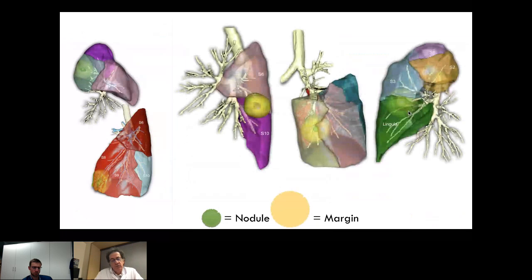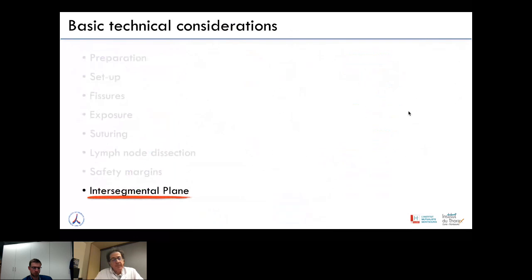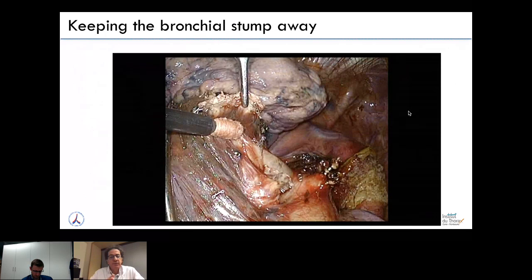So again, I showed these pictures already. If you don't have any question, I move to the last part, which is how to deal with the intersegmental plane. For a very long time, it has been a major concern for us, maybe the most difficult part of the operation. It's becoming a little bit clearer. First important point, before dividing the intersegmental plane, you have to dissect the stump of the segmental bronchus to keep it away from the staple line, something like this.